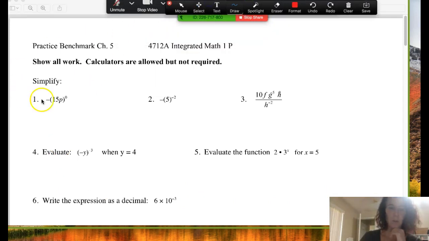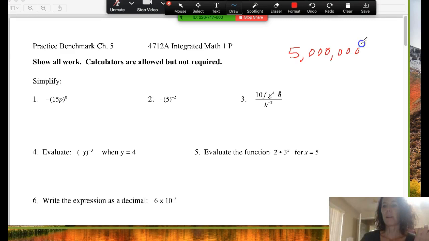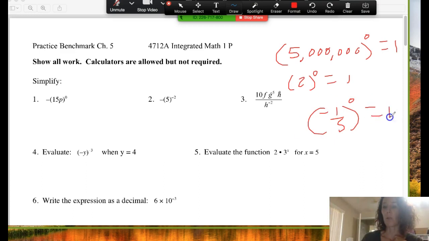So let's start with the first one. Zero exponent. Anything to the zero power is 1. It doesn't matter what it is. 5 million to the zero power is 1. 2 to the zero power is 1. Negative 1/5 to the zero power is 1. Anything to the zero power is 1. So if I take this to the zero power, I do get 1.